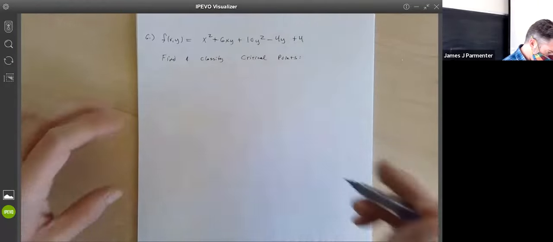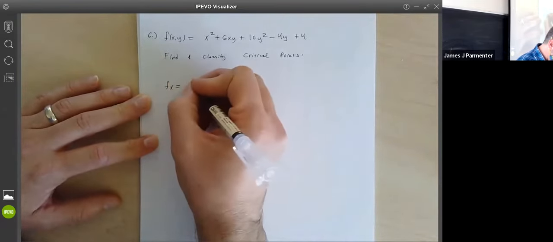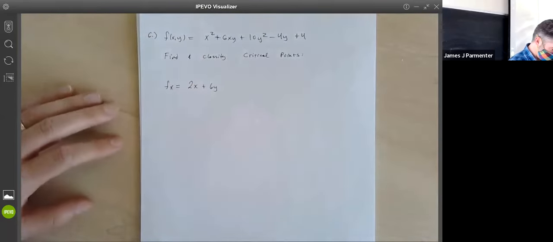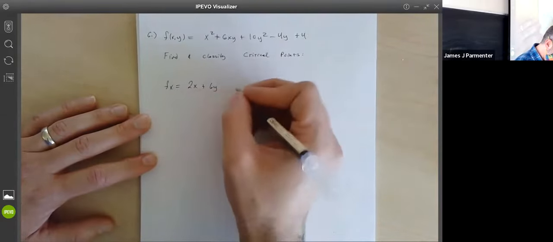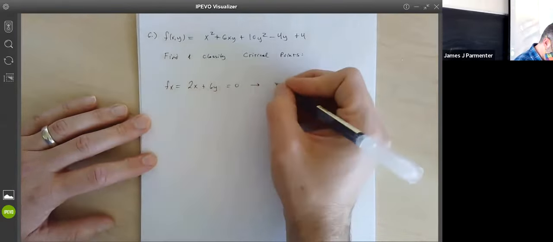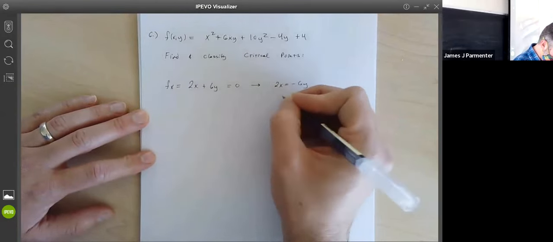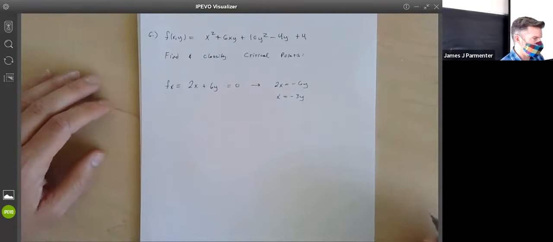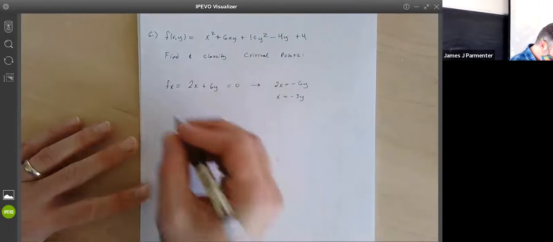All right, let's take a look. So fx is 2x plus 6y. That's it, right? 2x plus 6y. So that equal to 0. I would probably solve it as 2x equal to negative 6y, x equal to negative 3y. It's going to be easier to substitute into the other equation than y equal to negative 1/3 x, right? So make your life easier if you can.